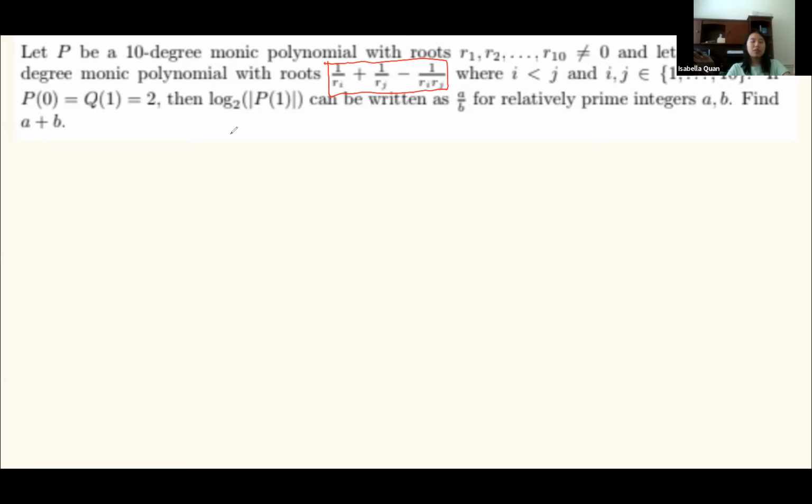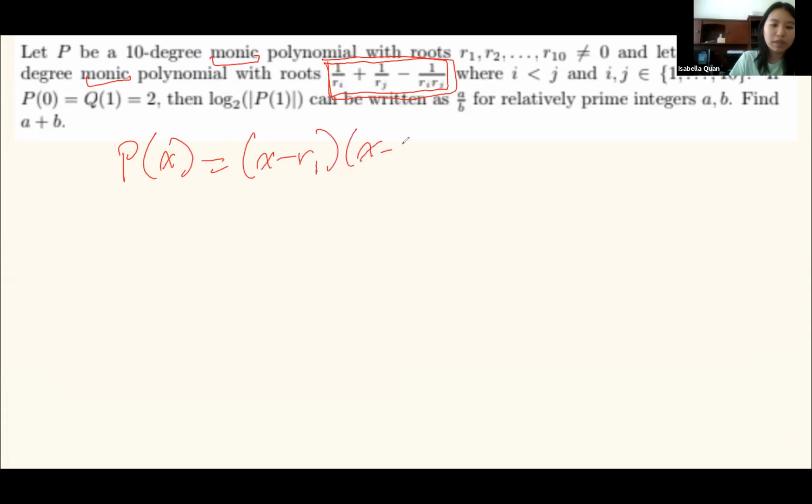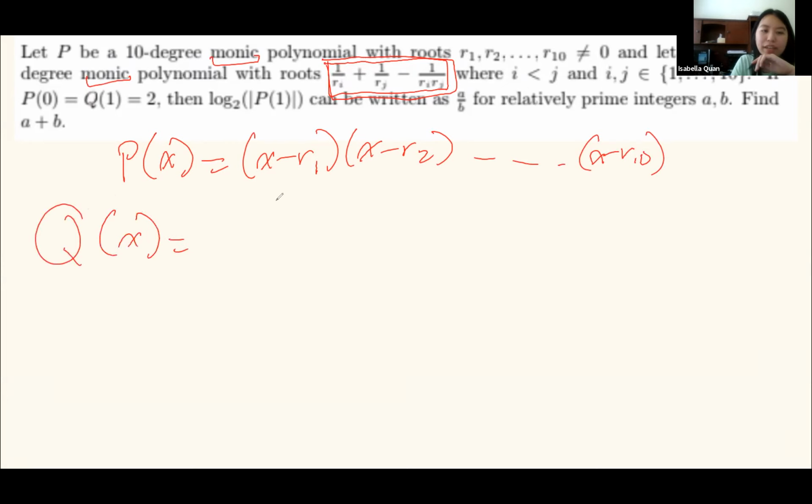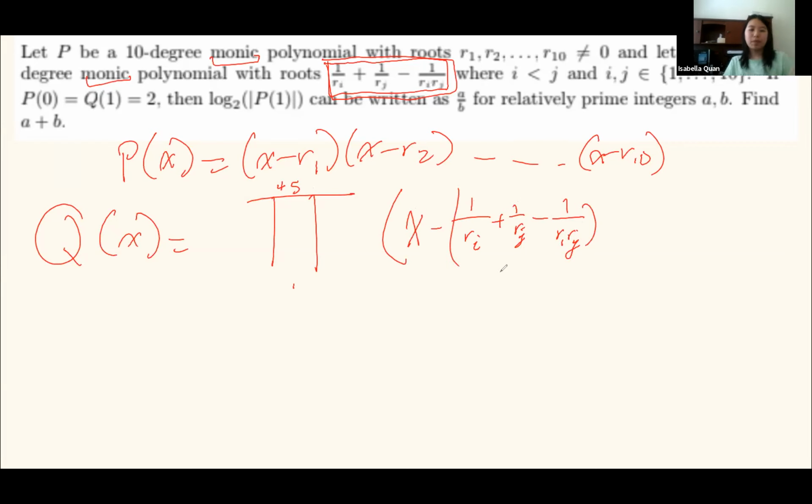This is one that you don't want to use Vieta's on, even though they literally hand you the roots. It's still kind of a mess. So let's try that factored form, because keep in mind, these are monic. What monic means is that the first coefficient is just equal to 1. So we can let P of X be (X minus R1)(X minus R2)...(X minus R10). And Q of X, this is going to be a pain to write, so I will use pi notation. Go from 45 to 1, and then we have X minus R_I plus R_J minus R_I R_J.